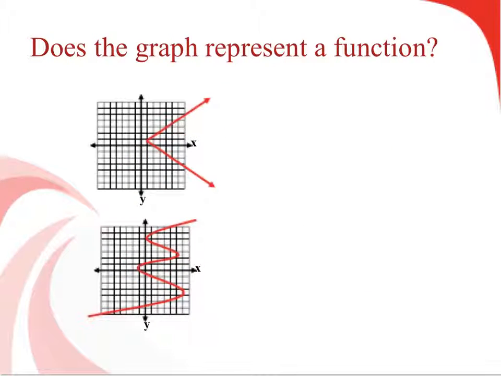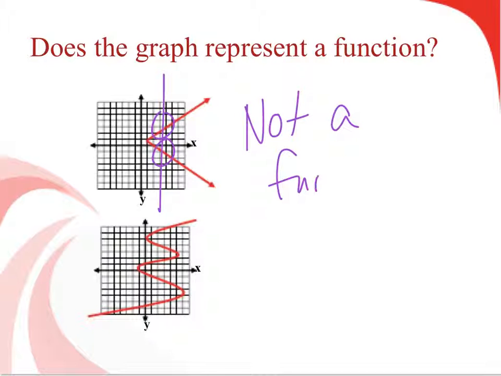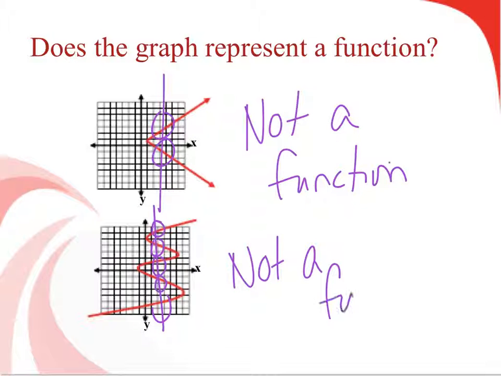Here are two more examples. The first one, if I drop a vertical line anywhere on the right here, you see it crosses in more than one point. So this is not a function. And very similarly here, if I drop this line, you can see it crosses in many points. So this also is not a function.